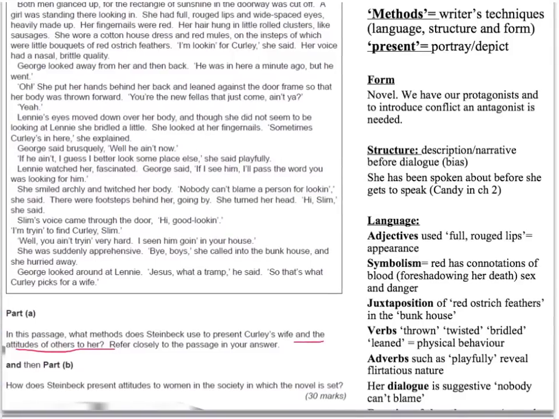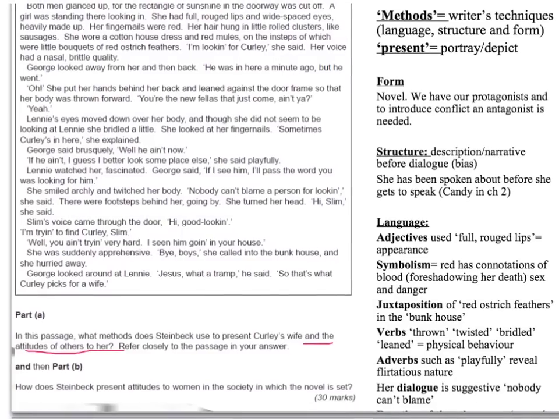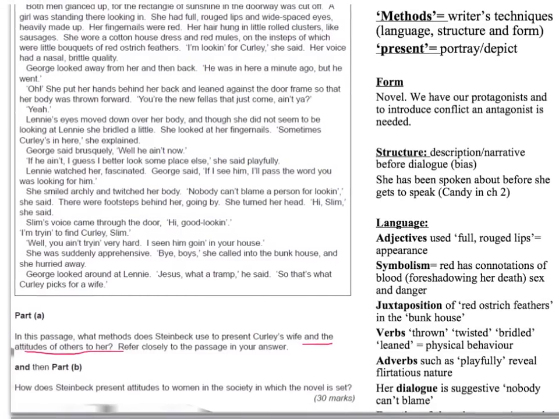But let's just unpick a couple of key words here. Methods and present, because these can sometimes just be stumbling blocks to focusing on what the question's really asking. So when we talk about methods, it's just meaning writers' techniques, and that's all the things we talked about, like dialogue and setting, character, plot, all the things that incorporate the function of characters within a novel. Present just means, how do they portray them, depict them, how do they come across to us as readers?